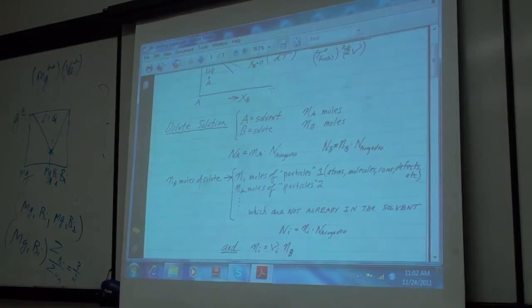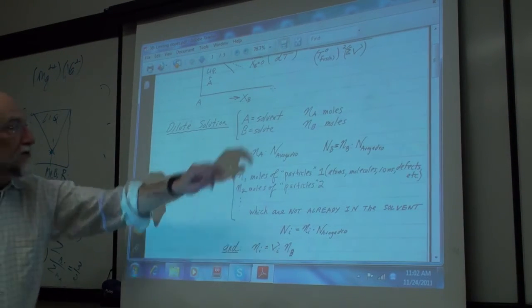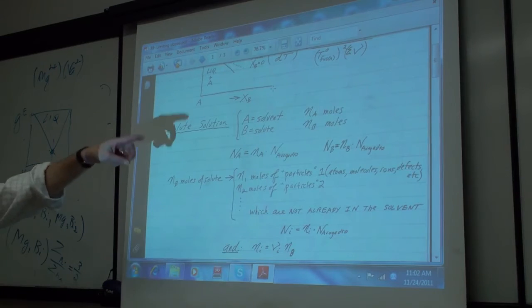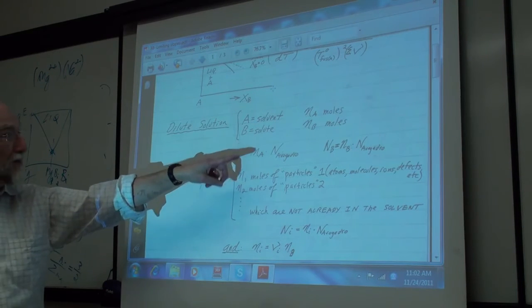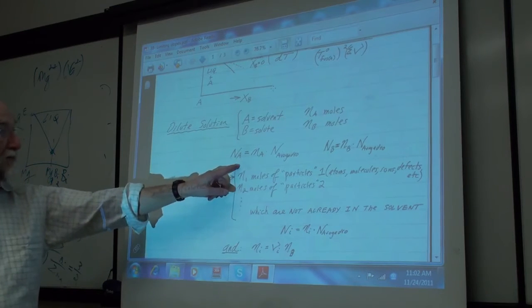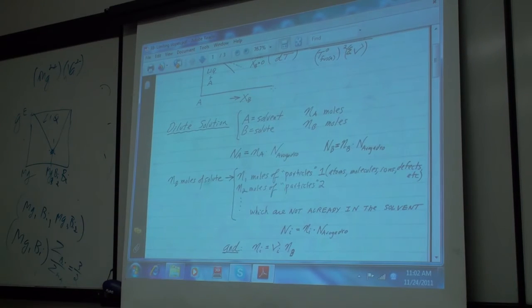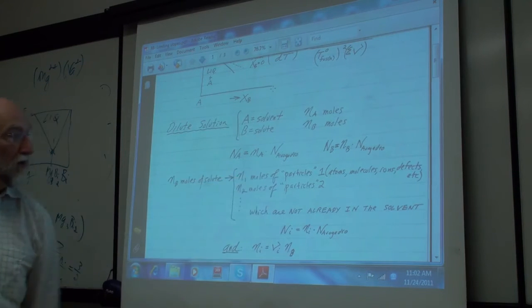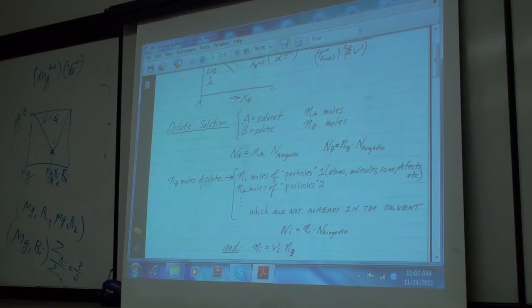In a very dilute solution, A is the solvent, B is the solute. You have N_A moles of solvent and N_B moles of solute. This is a number of A atoms, this is a number of B atoms. So N_B moles of solute, we assume that it produces ν1 moles of particle number 1, these could be atoms, molecules, ions, ν2 moles of particle number 2, which are not already in the solvent.